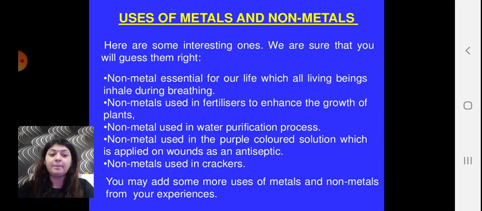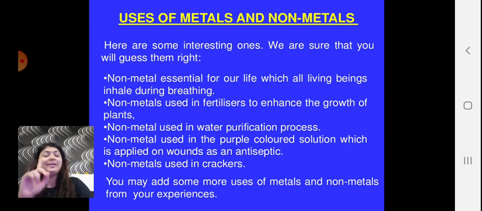Which non-metal is used in the purple colored solution which is applied on wounds as an antiseptic? Now that is a yellow colored non-metal that you are supposed to answer me in my doubt session, because the others you can easily answer, but this you have to find out. You just figure out which is that non-metal which we apply on a wound as an antiseptic.